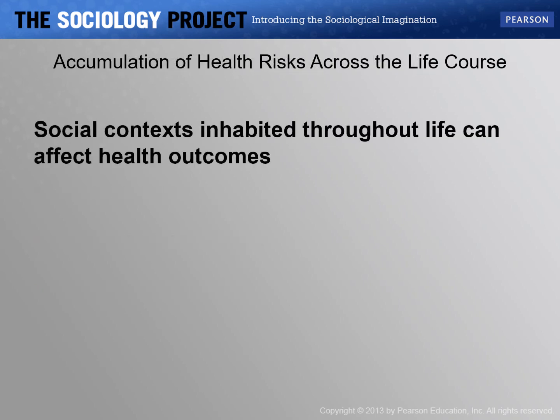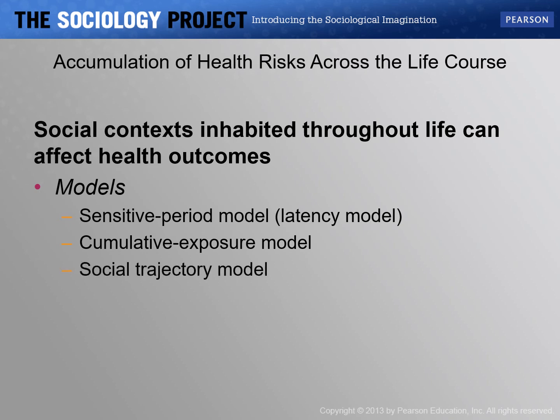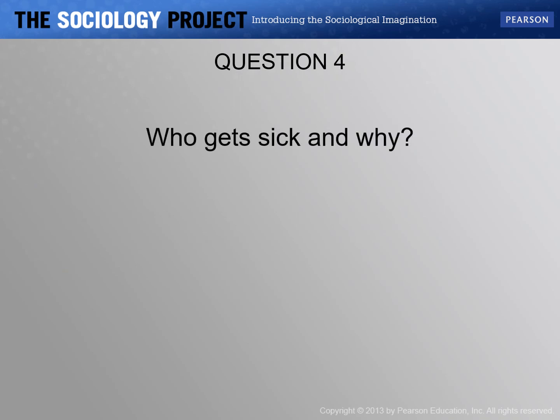And of course, healthcare risks accumulate across the lifespan. It's one thing to look at people at the end of life, but one needs to look at all of the choices over the life course. Some of the models are sensitive to these changes. They're called latency models. And some look at cumulative exposure, kind of like radiation in a sense. Some look at social trajectory, how society changes and influences behavior. Especially for who gets sick and why.